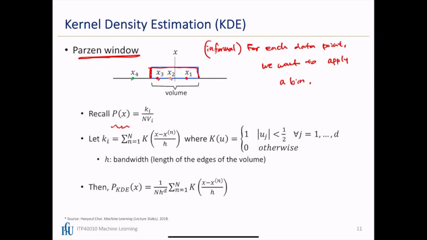So let's take a look at the derivation. Let's start from the probability quantity that we came up with, that is Ki over N times Bi. Again, K is defined using this new function K. This new function is 1 when this is satisfied and 0 otherwise. Basically, this means, let me start over.